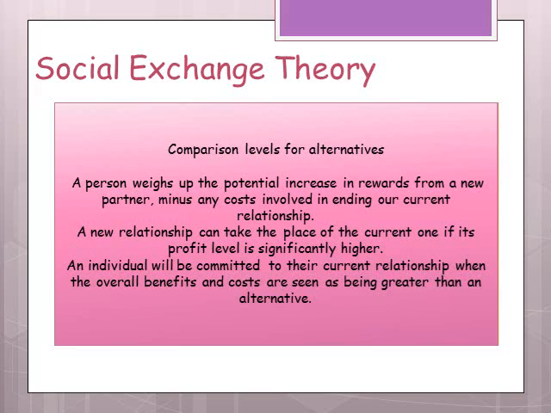There's also comparison levels for alternatives. A person weighs up the potential increase in rewards from a new partner, minus any costs of ending the relationship. A new relationship can take place if the current one's profit level is significantly higher, so we deem that the alternative will produce a better profit. An individual will be committed to the current relationship when the overall benefits and costs are seen as being greater than the alternative. So the profits in the current relationship are better than the alternative.